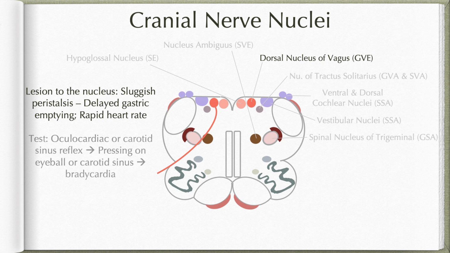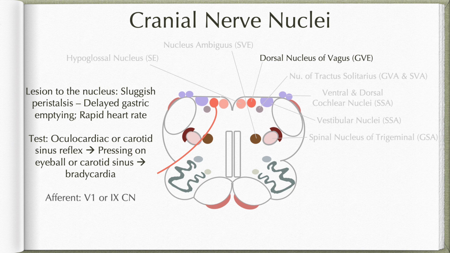How do we test it? We perform oculocardiac reflex or carotid sinus reflex. That is done by pressing on the eyeball or pressing on the carotid sinus. In a normal person, both of these will result in bradycardia. But in case of lesion to the nucleus, we will not be observing bradycardia.